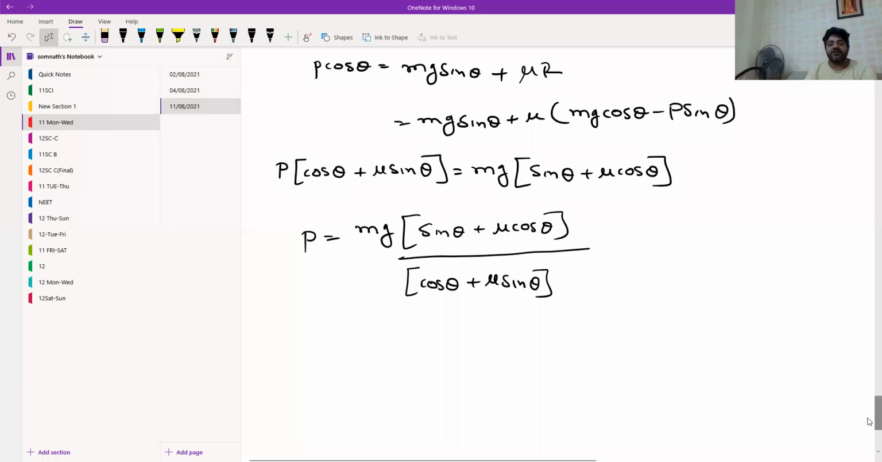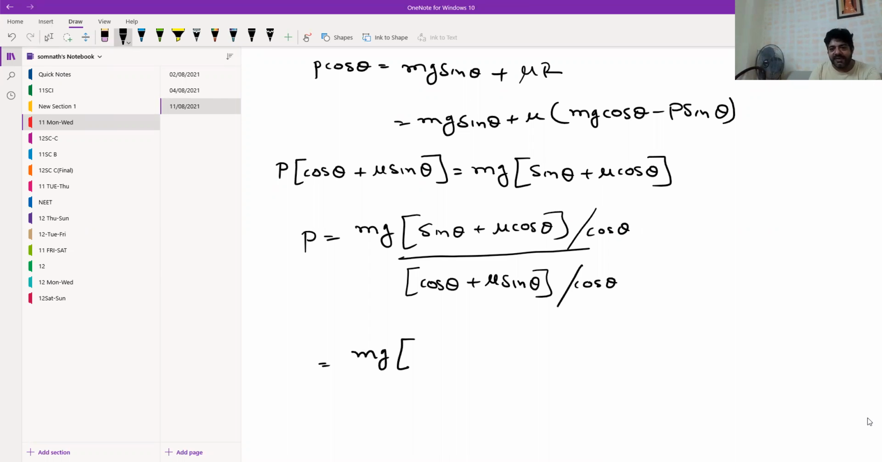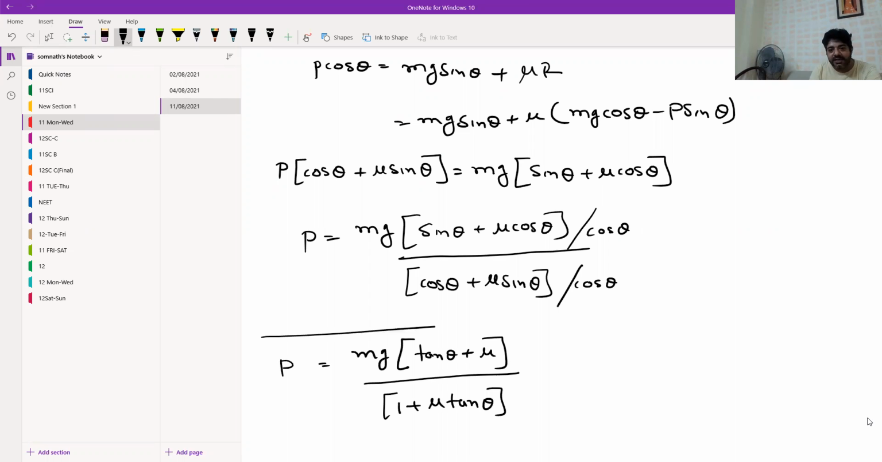See, as you have sine and cos, in both sides you can divide by cos theta. It doesn't matter, but it's totally changed into a very different form. Sine theta by cos theta is tan theta, plus mu cos theta by cos theta is 1, and in the bottom you get 1 plus mu tan theta. So sometimes the examiner gives you the question in that way.